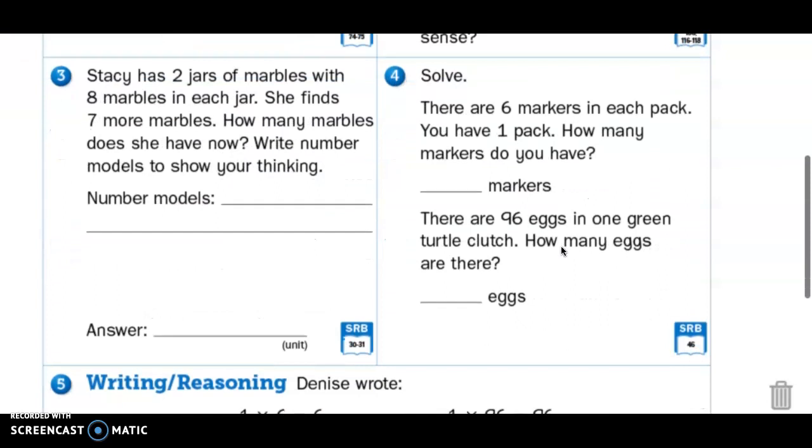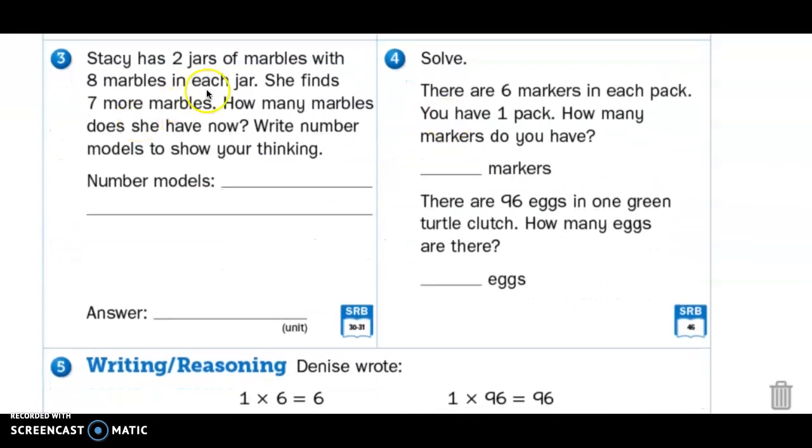Number 3, Stacy has 2 jars of marbles with 8 marbles in each jar. She finds 7 more marbles. How many marbles does she have now? Write the number models to show your thinking. It has number models plural.